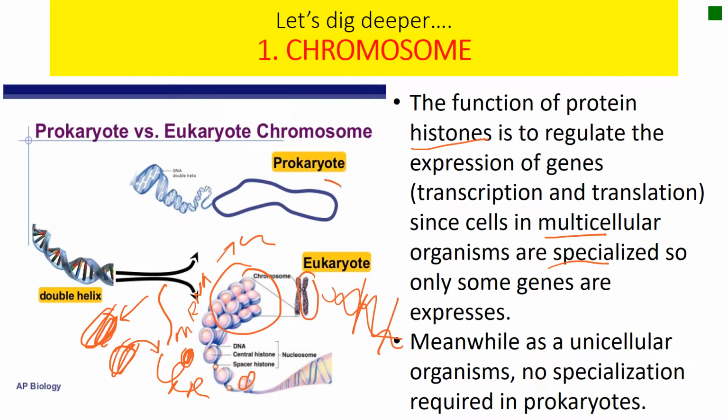Then why don't prokaryotes have to have that kind of regulation, which gene to be expressed or not? Because they are simply unicellular organisms. No specialization needed. All genes are needed all the time. No need to select which one to be expressed and which not. I hope you understand this now.